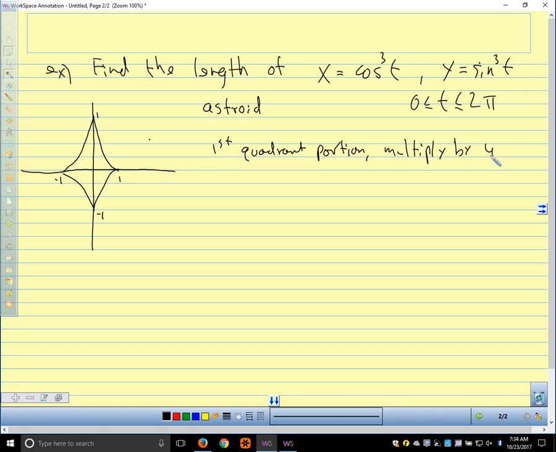So we could do the entire integral. It doesn't make that much difference. I'm just going to do the first quadrant. It's symmetrical, so we can do the first quadrant multiplied by 4.